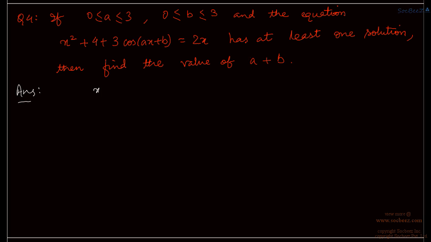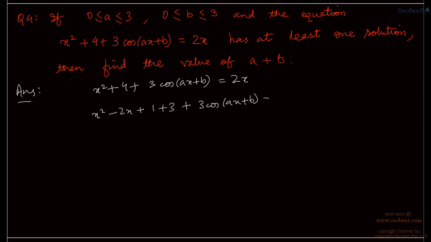So since there is at least one solution, this can actually be written this way. If there are no solutions, then this cannot be written this way. So let's just take 2x to this side: x square minus 2x. Now I'll write 4 as 1 plus 3. I'm doing nothing but completing the squares. This is called the completing the squares method. I see that x square minus 2x plus 1 can be written as x minus 1 whole squared, plus 3 times 3 cos of ax plus b. Now I take the other part to the left side.